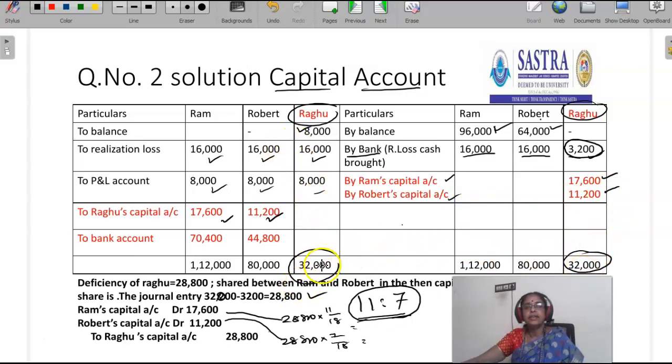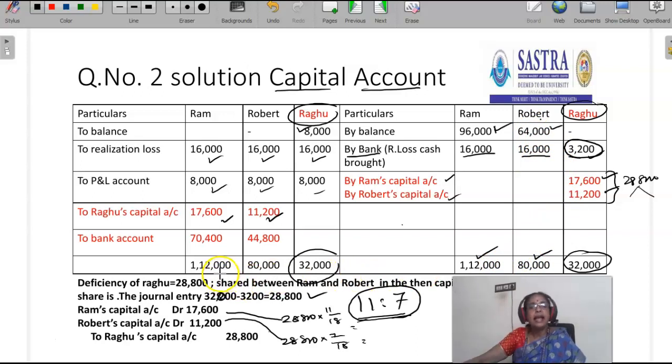Okay. Here we have 32,000. Here we have the deficiency of 28,800. That deficiency is shared between the solvent partners Ram and Robert. So his capital account is closed. Then we have to see the solvent partners' capital position. The solvent partners' capital position: the total of Ram on the credit side is 1,12,000. The Robert credit side total is 80,000.